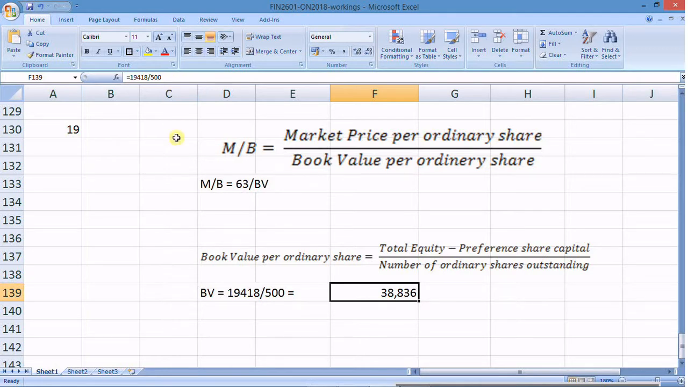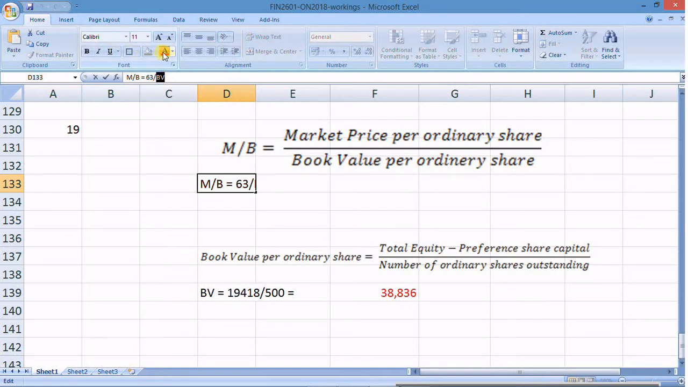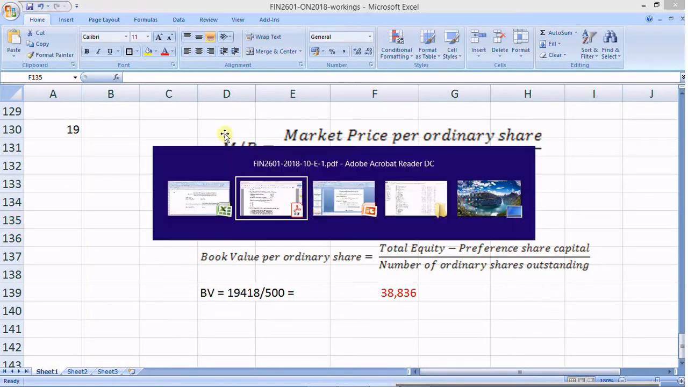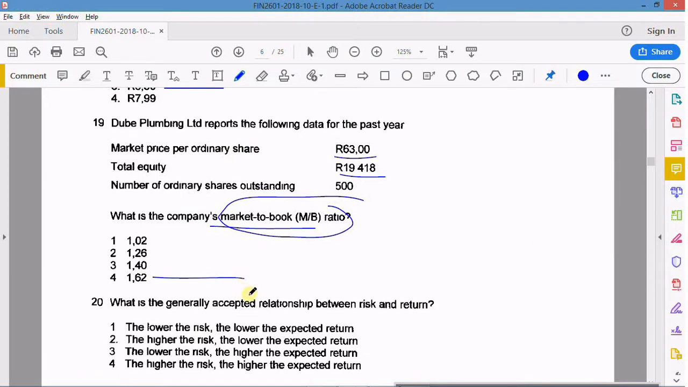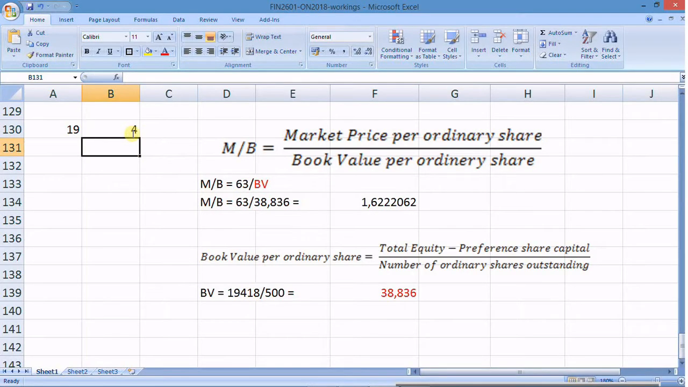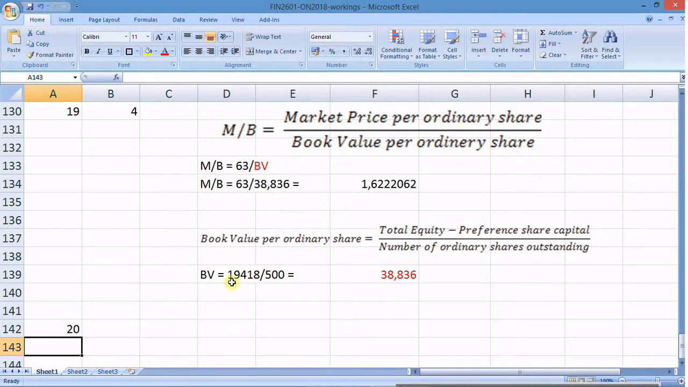Right, so what is the book value? 38.836. Book value. So $63 divided by 38.836 gives $1.622. Okay, but the technique is important.